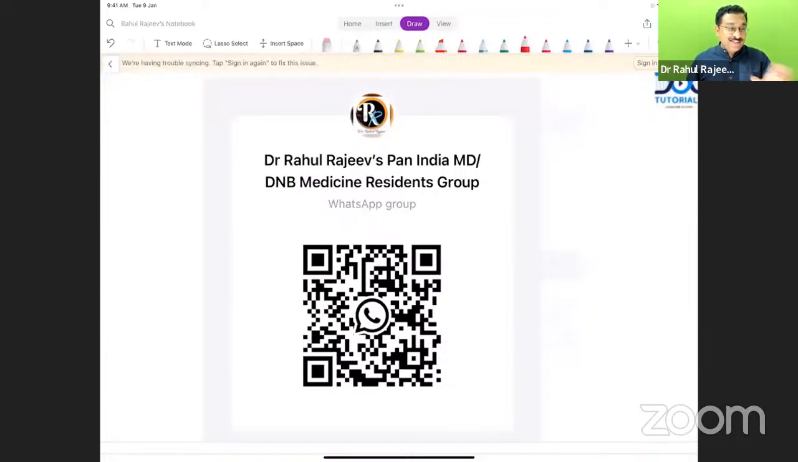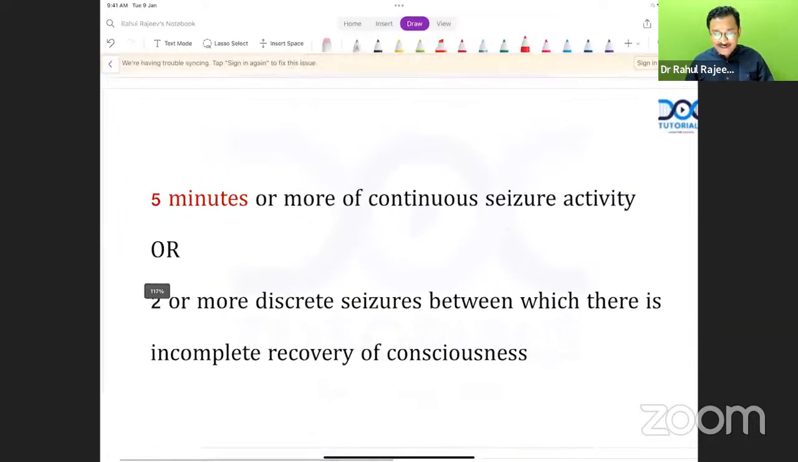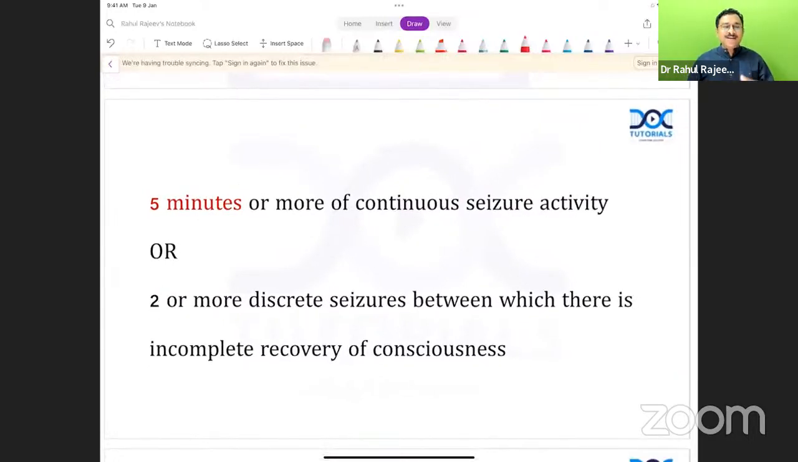So without wasting any more time, let's dive into the topic of status epilepticus. First of all, what is a status epilepticus? Now, to define a status epilepticus, what the majority of you know is that you've got 5 minutes or more of continuous seizure activity, or 2 or more discrete seizures between which there is an incomplete recovery of consciousness. Now, this is the definition which we routinely use in our clinical practice.